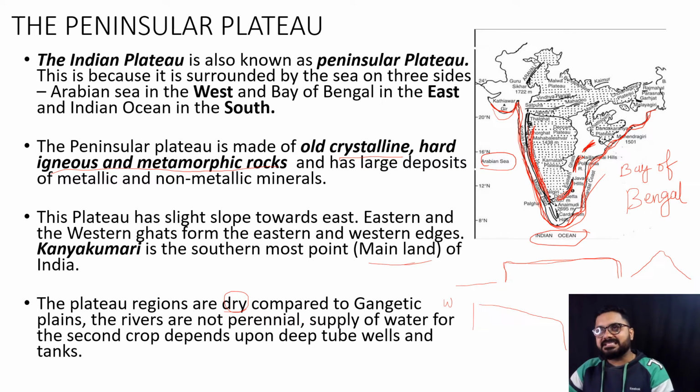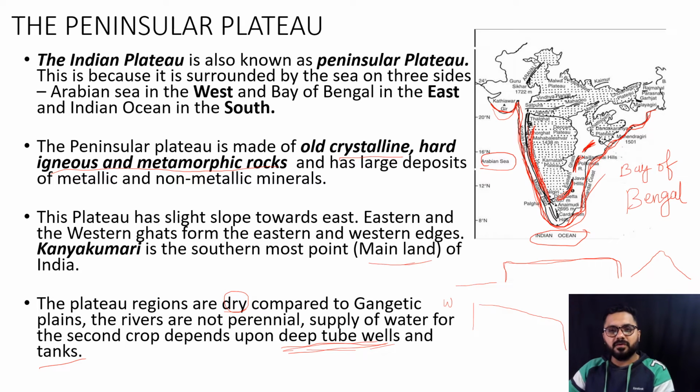So the people in these regions cultivate crops mostly once a year. But if they want to cultivate crops a second time in the year, they have to depend on tube wells and tanks in this region. So this is about the Peninsular Plateau.